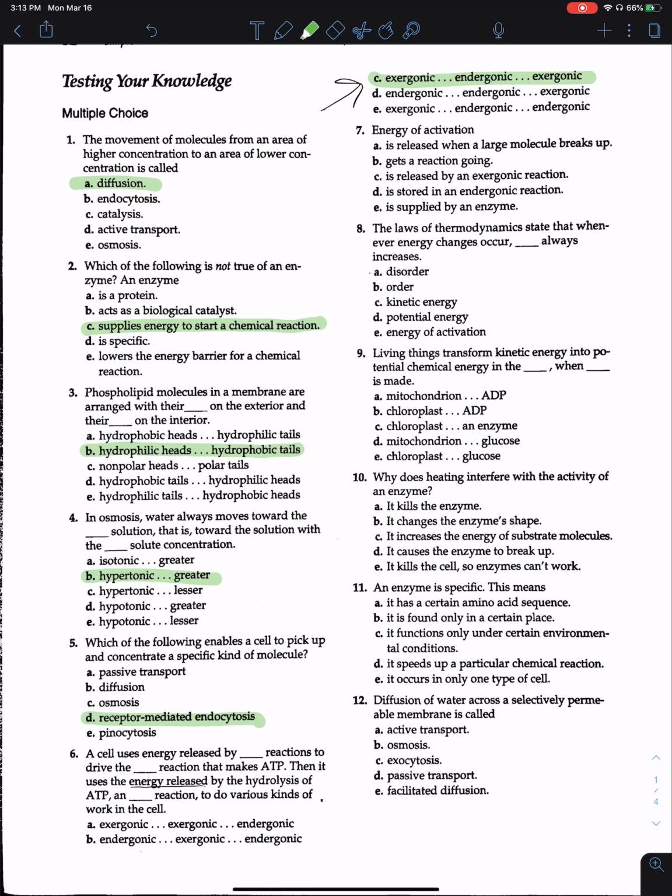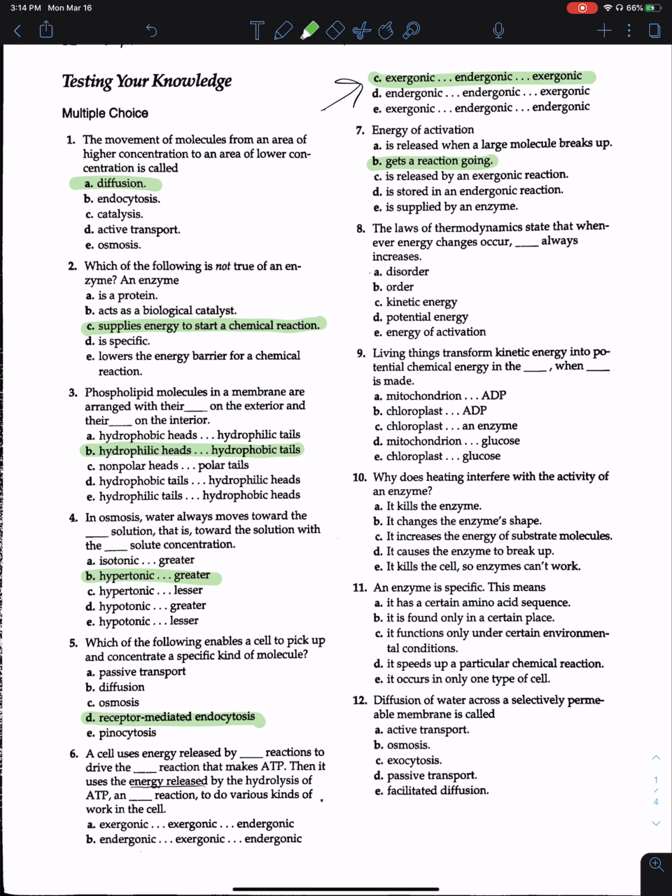For number 7, energy of activation. Answer here is B, energy to get a reaction going. Should be pretty self-explanatory. To activate anything means to start it, and to get a reaction going means to start a reaction. None of the other answers here are really correct. Energy of activation isn't necessarily released, so in that case, A is incorrect. C would be incorrect for that exact same reason.